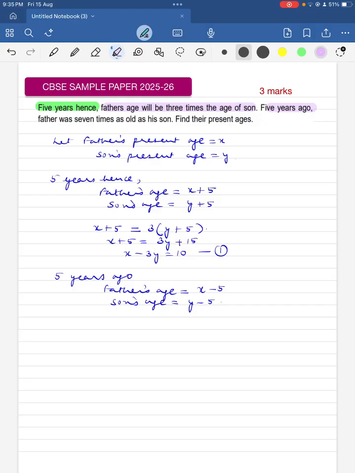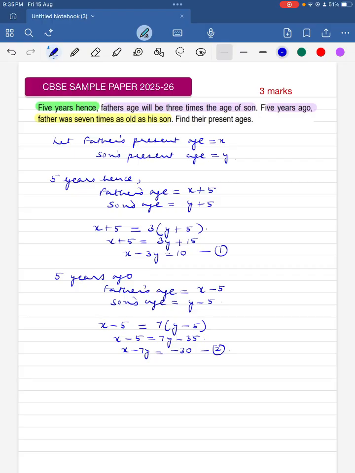Now, what have they said about 5 years ago? They have said that the father was 7 times as old as his son. Father was, that is, father's age is equal to 7 times y minus 5. So, that is x minus 5 equal to 7y minus 35. Or x minus 7y equal to negative 30. So that's our second linear equation. Now we have to solve both of these equations either using elimination method or the substitution method.